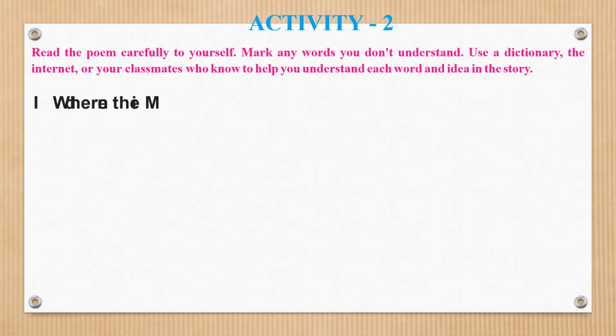Activity 2. Read the poem carefully to yourself. Where the mind is without fear. This poem is basically a view of Rabindranath Tagore that how India, our motherland, would look like after the independence.